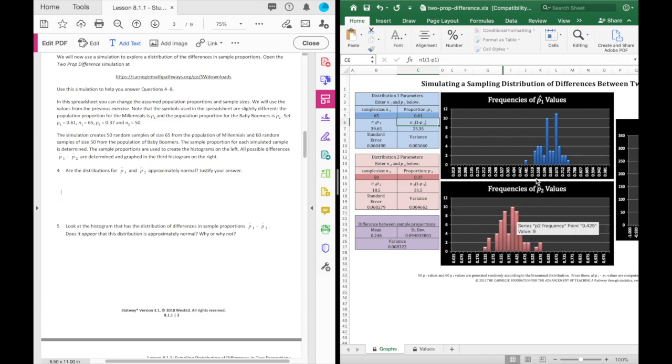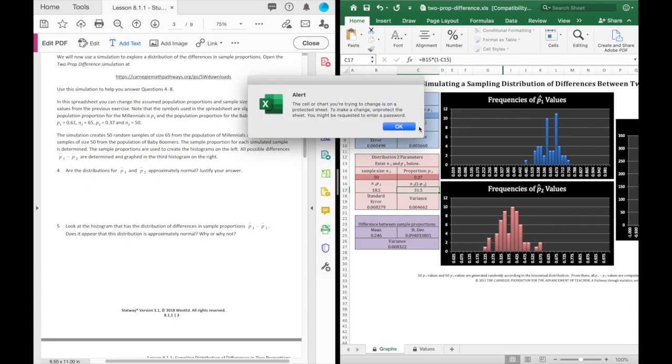These look kind of bell curvy, right? Yes, because look at n1 times p1 and n1 times 1 minus p1. Aren't these both bigger than 10? Same here, right? The expected failures and expected successes are both more than 10, right?